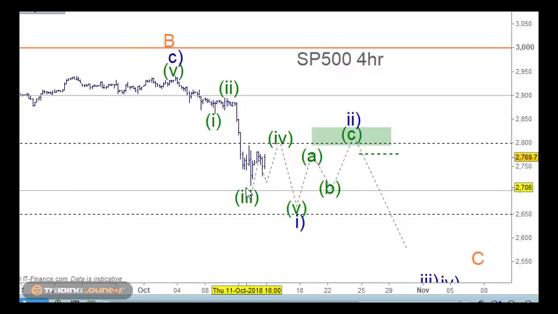So we're looking for wave 2 was reasonably simple. Wave 4 is going to be a little bit more complex. And then the length of wave 5 here should be roughly the same length as wave 1 here. So of course the 2700 here is going to give us a little bit of support there.